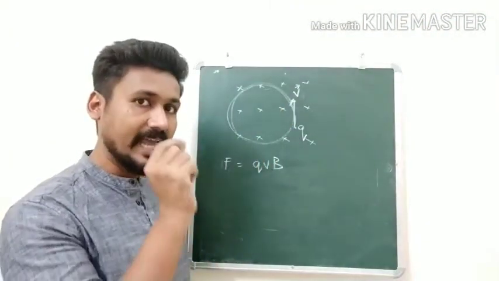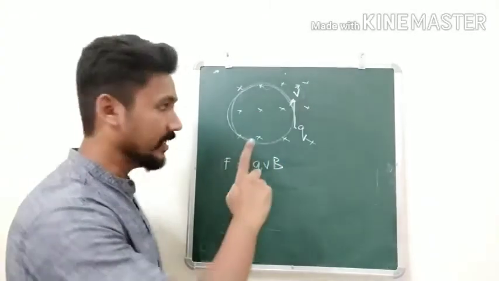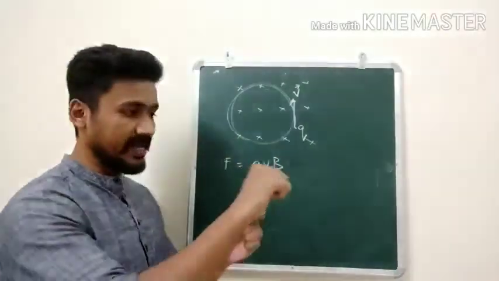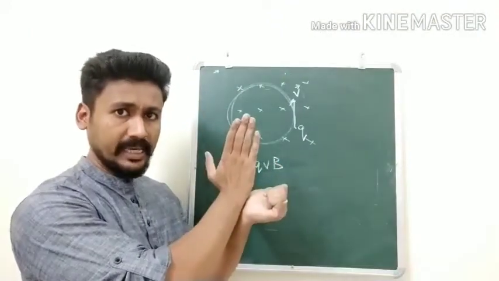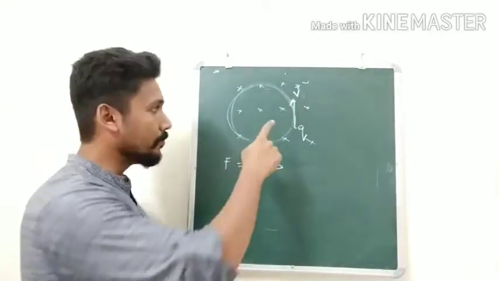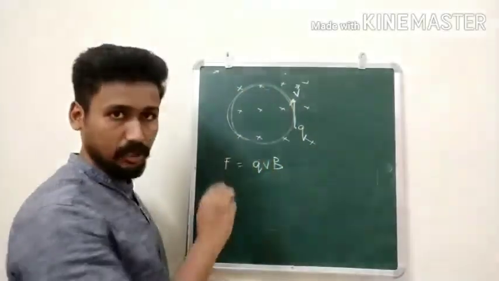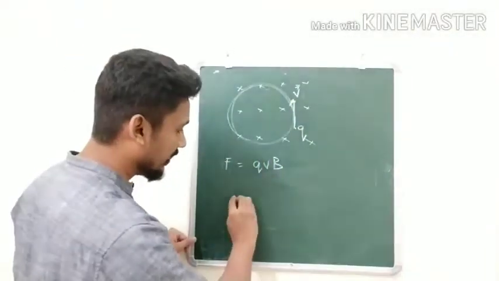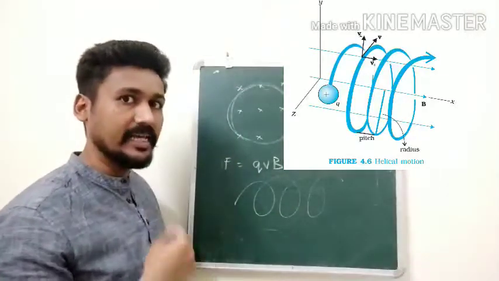If there is any component of velocity which is along the magnetic field, means we had imagined that the magnetic field was inside and the particle was moving down to up. If the velocity had been slightly tilted, there would be some component along B. In that case, the particle would not go in a circular path, it will follow a path like this. It is called a helical path. You can imagine it like a spring.